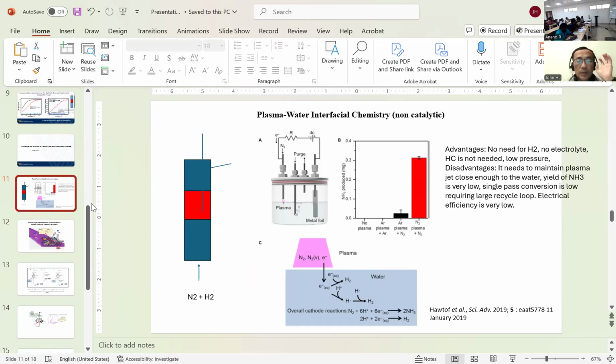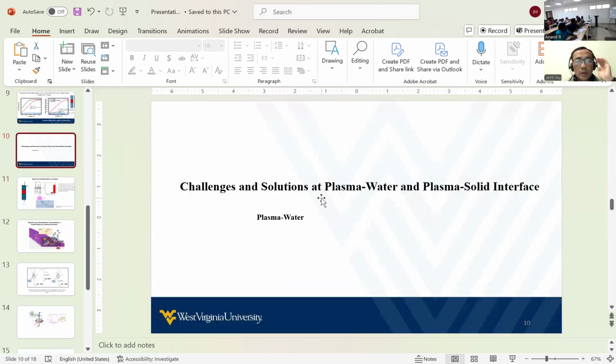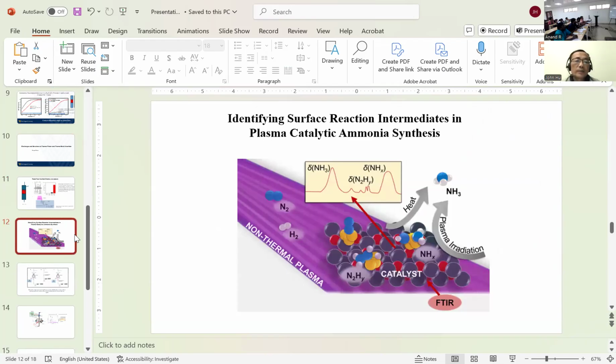Remember the topic today is challenge and solution at the plasma water interface. Now let's talk about the plasma solid interface, which is the most popular, because a lot of the gas solid reactions like methane activation, ammonia synthesis, and ammonia decomposition cracking all happen at the plasma solid interface. So let's take a look at what happens on the solid interface.